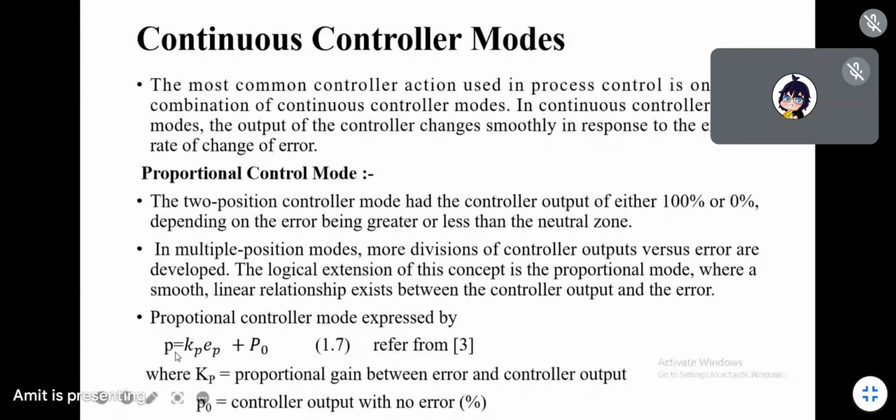Sir, please repeat. Okay. So what is proportional band? Proportional band is nothing but the range of error to cover the controller output from 0% to 100%.